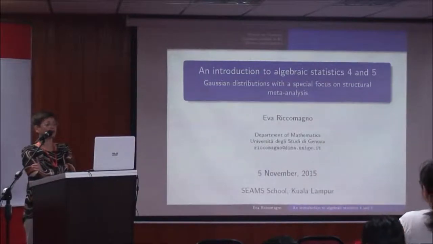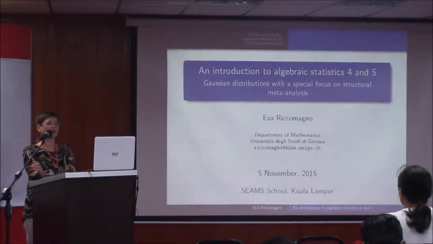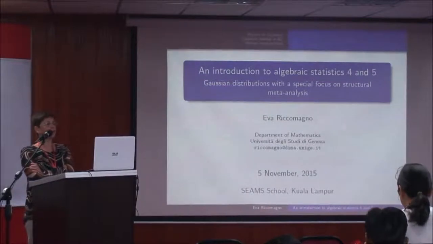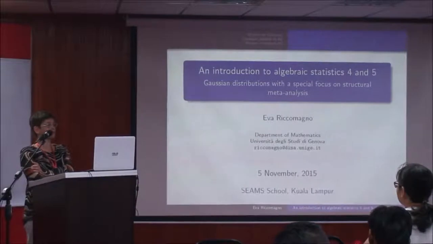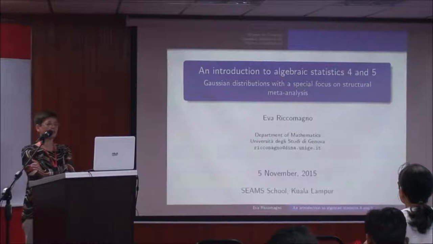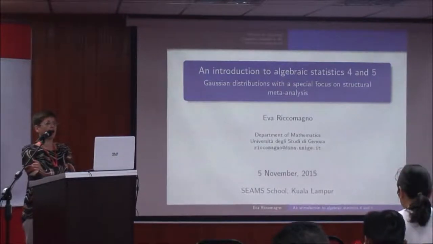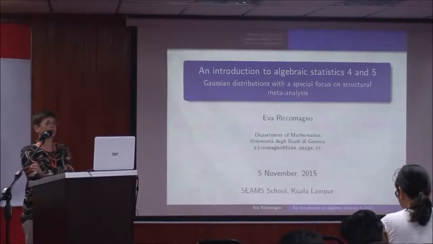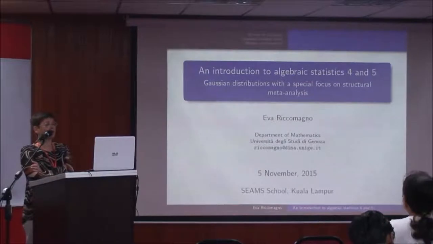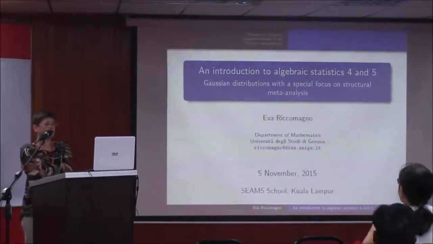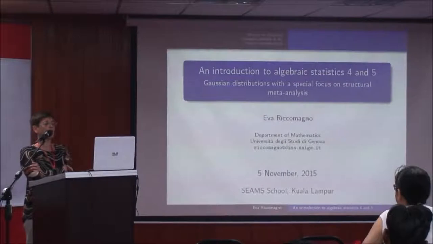We are going to do a big change from the previous three lectures. We are going to forget, at least for the moment, the idea of points, and we are going to work with the algebraic varieties on the cone of semi-definite positive matrices. This is the algebraic part corresponding to what we are interested in when working with Gaussian distributions.